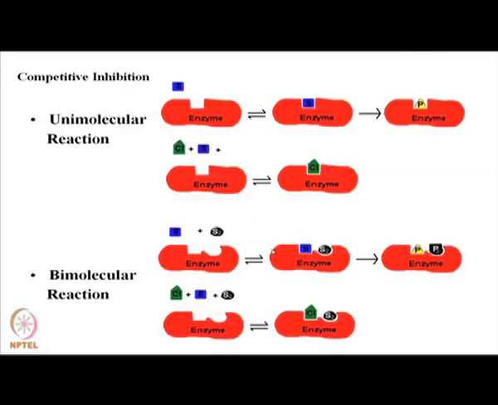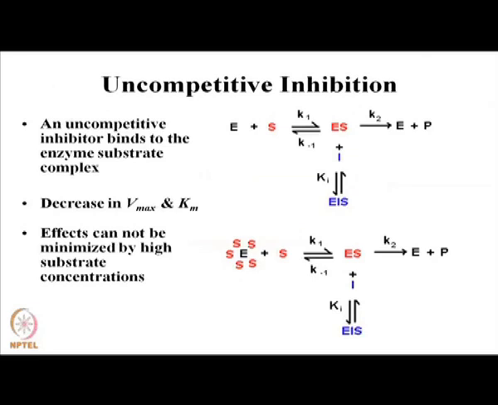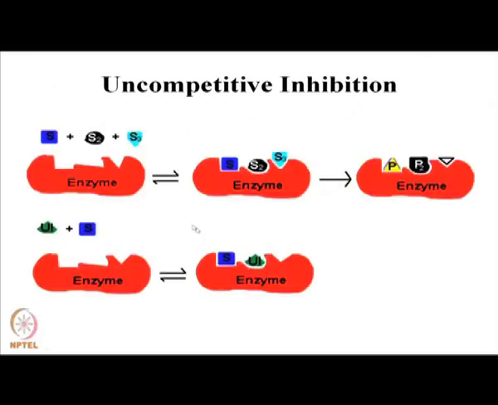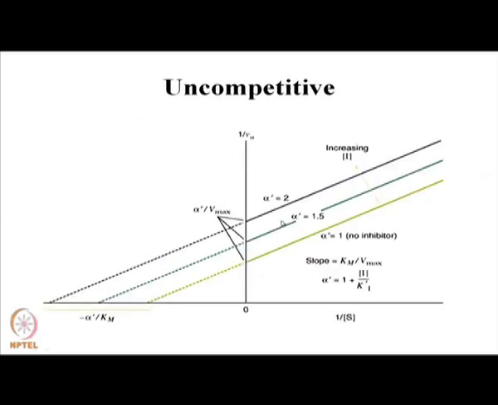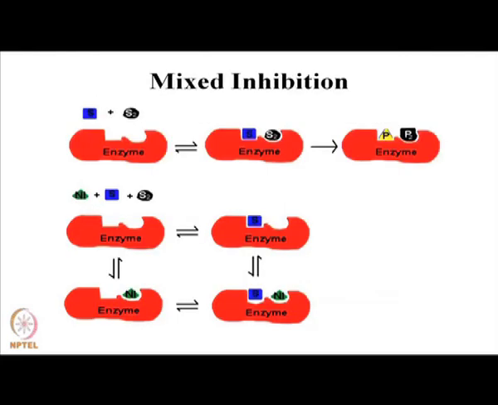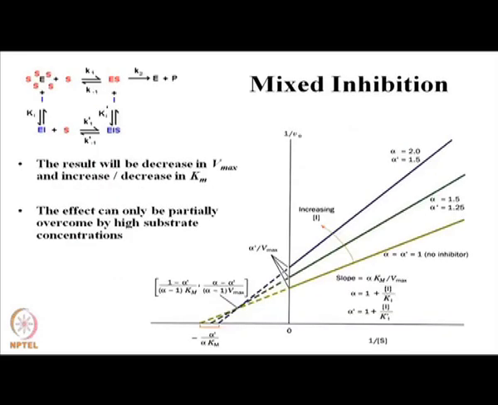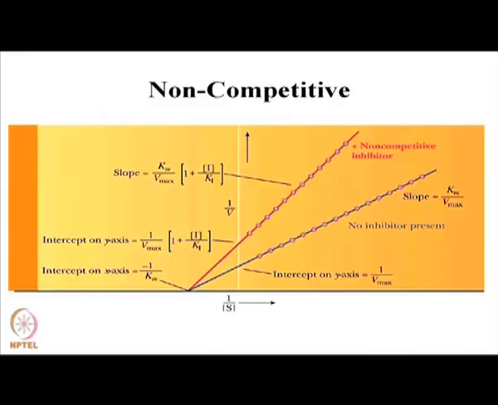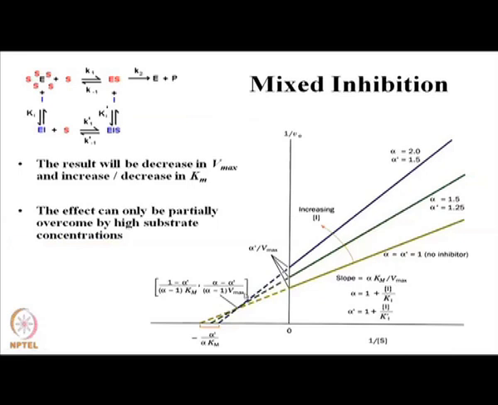Then with the help of a pictorial diagram we tried to explain the competitive inhibition. Then we went to uncompetitive inhibition and the corresponding diagram, Lineweaver-Burk plot. Then we came to non-competitive inhibition, and with the help of this diagram we tried to explain the corresponding Lineweaver-Burk plot. It looks like we are getting the same Km, but different Vmax for the non-competitive case, although for the mixed case it is different. You see here different Km and different Vmax.